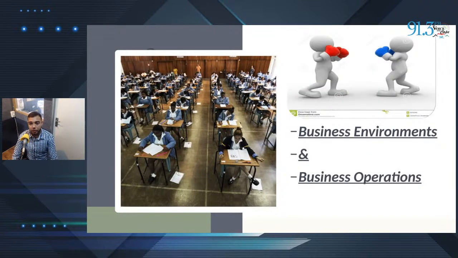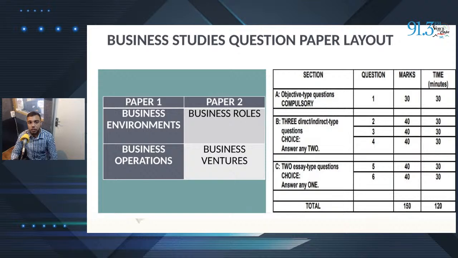So as I said, we're going to go over business environments and business operations. In session one and session two, we explained all the topics that would possibly be covered in business environments and business operations. Again, we will now explain how the paper works. So, paper one is business environments and business operations. Paper two, business roles and business ventures.